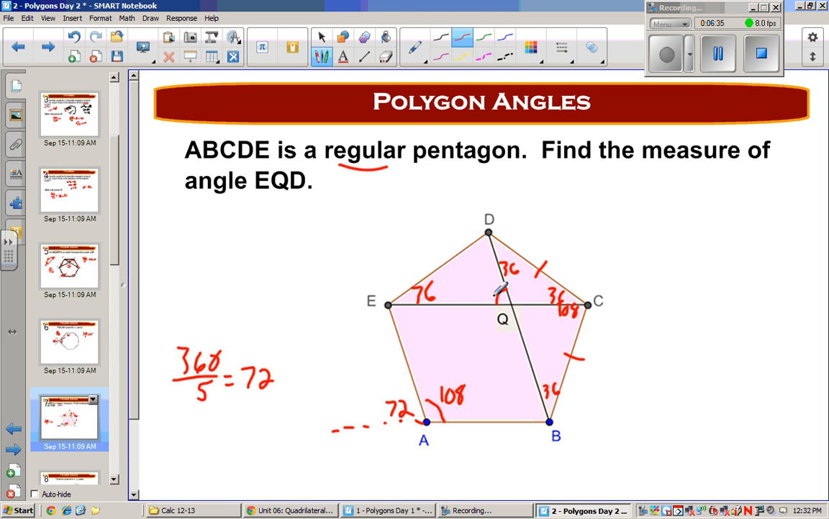So if I want to find this angle over here, there's a few ways we can do it. We could take 108 minus 36, 108 minus 36, and I would get over here to be 72. I can add these two up. 72 plus 76 is 148. I subtract them from 180, and this angle is 32.